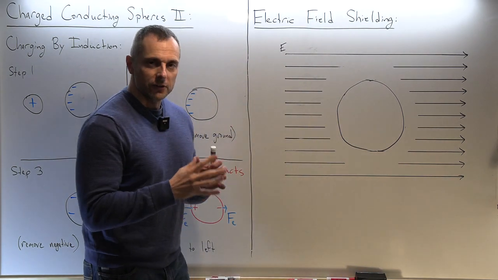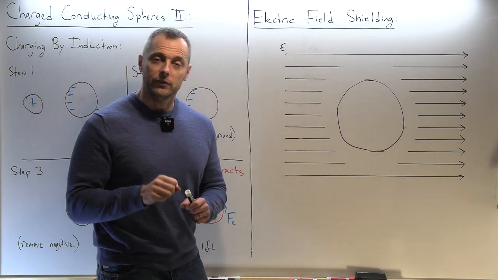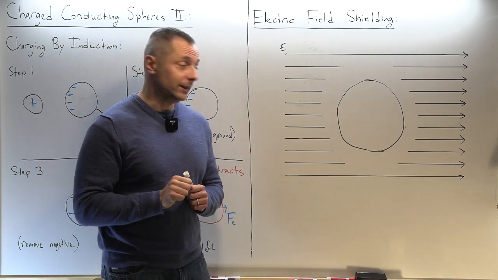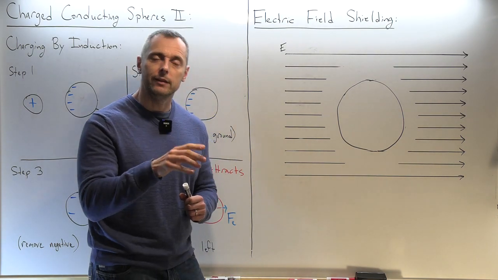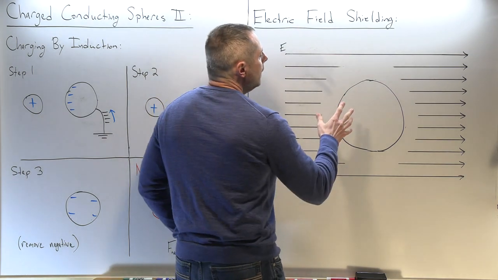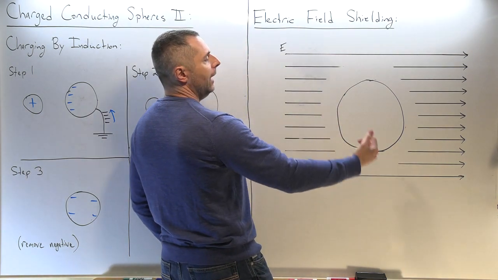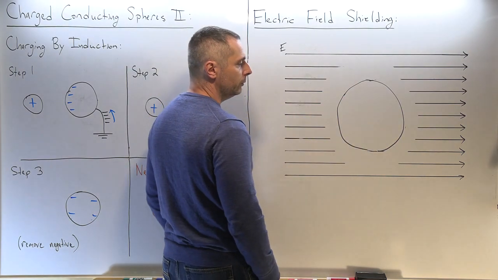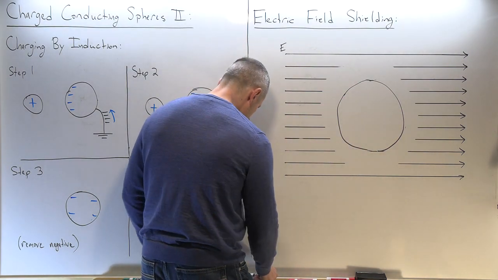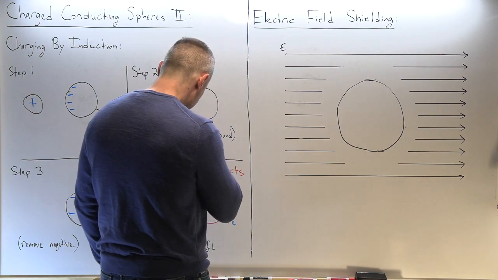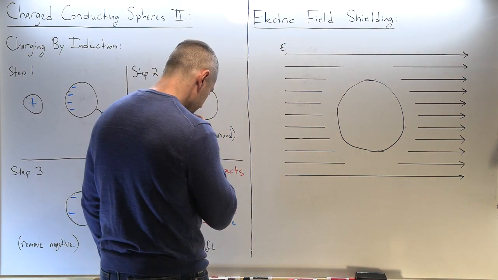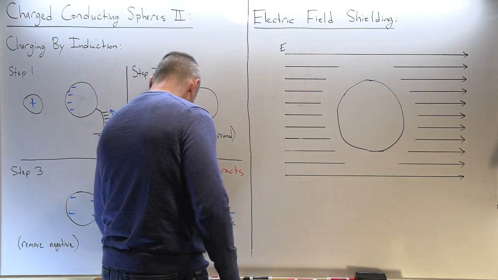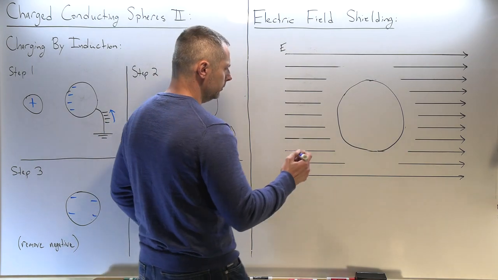The conductor is made of protons, electrons. The protons can't move because they're in the nucleus of the conductor, but the electrons can. That's why it's a conductor. So electrons feel a force in the opposite direction of the electric field. Electric field's this way, so the electrons feel a force this way. What happens as a result is that, let me think about colors. Let's see. Yeah, maybe I'll do blue.